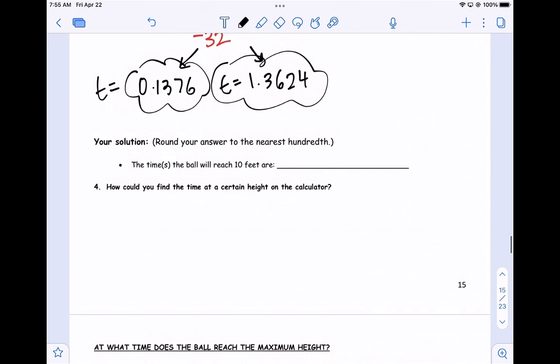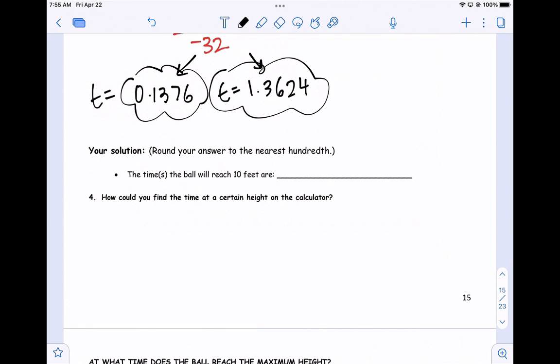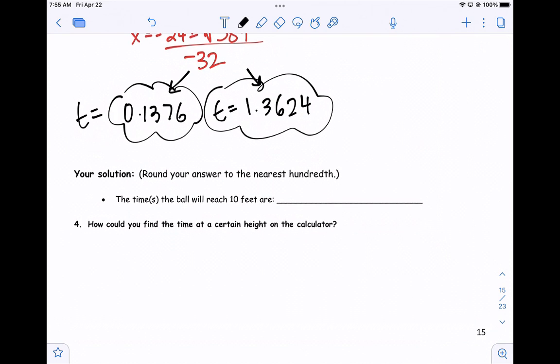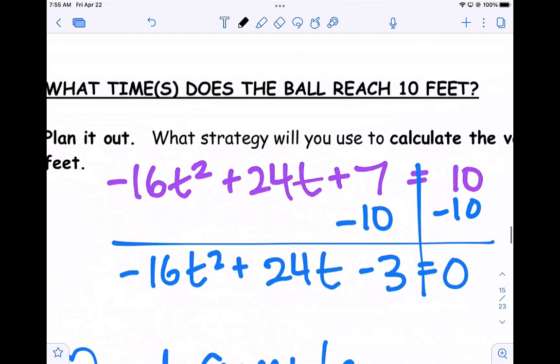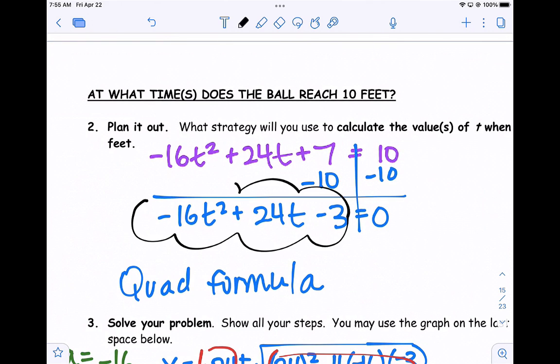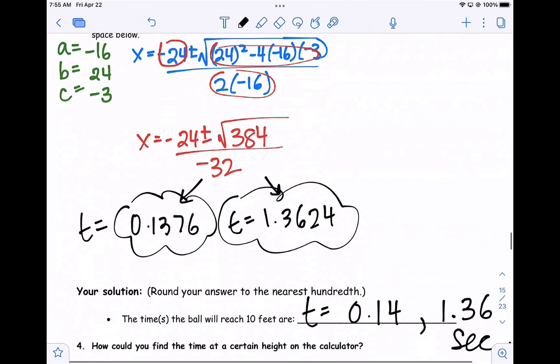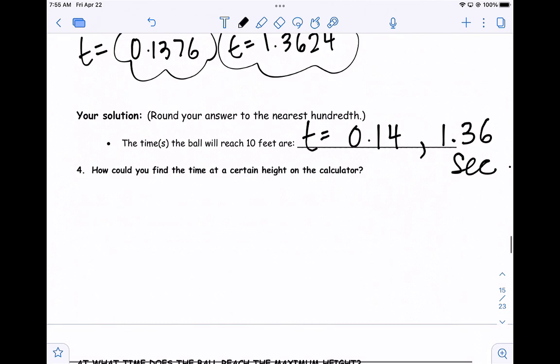Your solution, there are two times when it says to round to the nearest hundredth. So time will be at 0.14 if you round to the nearest hundredth, and 1.36 seconds. How could you find the time at a certain height on a calculator? You could type in this equation right here on Desmos or on the graphing calculator, and then type in y equals 10 to see when they intersect, and see where they cross. So that's one way to do it. Maybe I'll just show you.